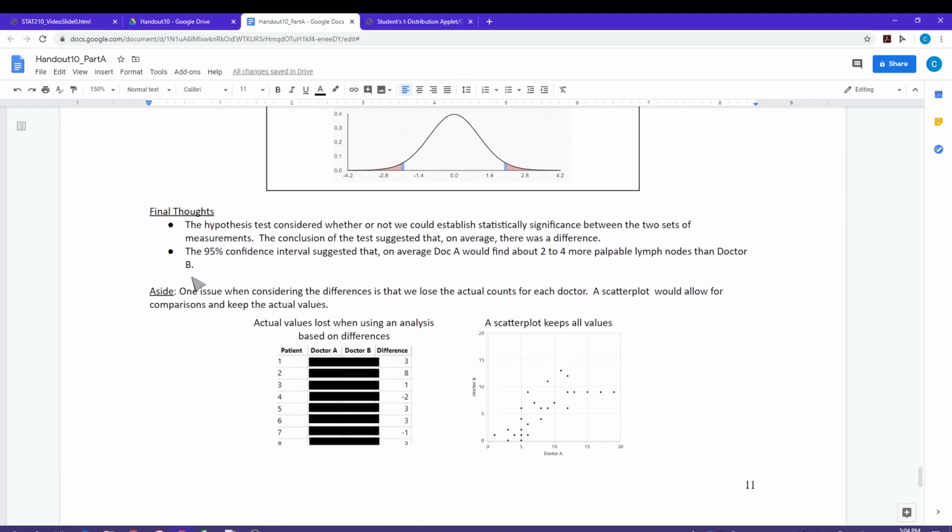Okay, some final thoughts quickly. The hypothesis test considered whether or not we could establish statistically significant differences between the two. That was the purpose of the test. The conclusion from this hypothesis test said that, yes, indeed, on average, there was a difference. The 95% confidence interval suggested that, on average, Dr. A would find about 2 to 4 more palpable lymph nodes than Dr. B.